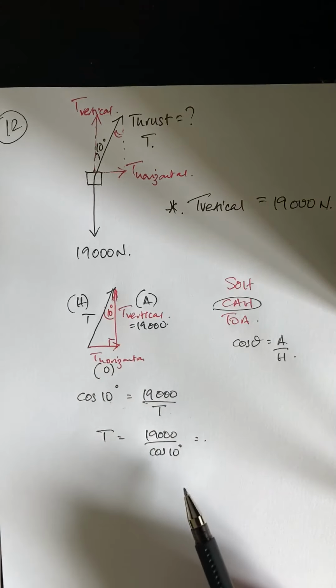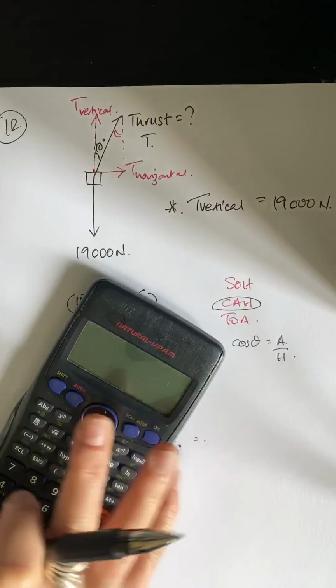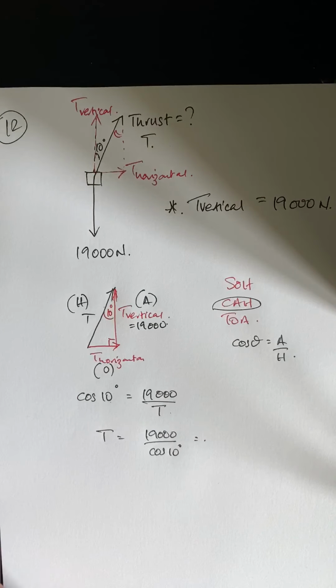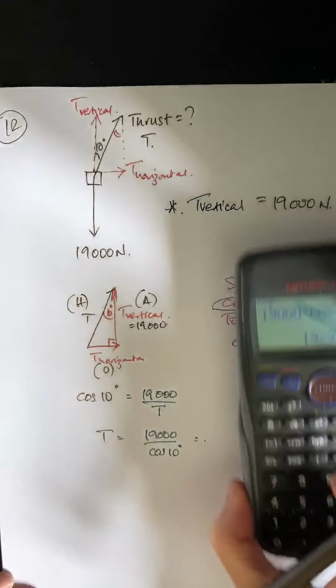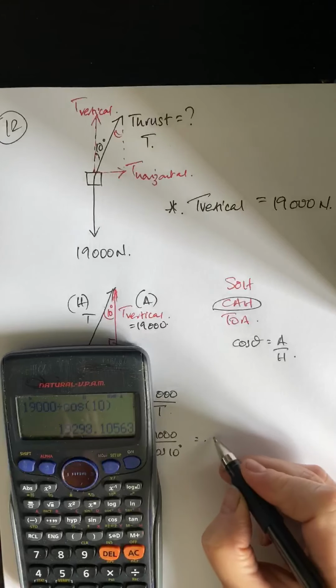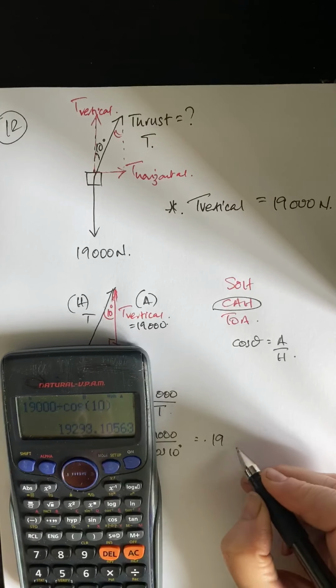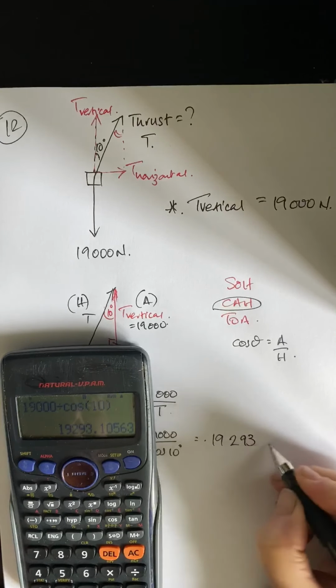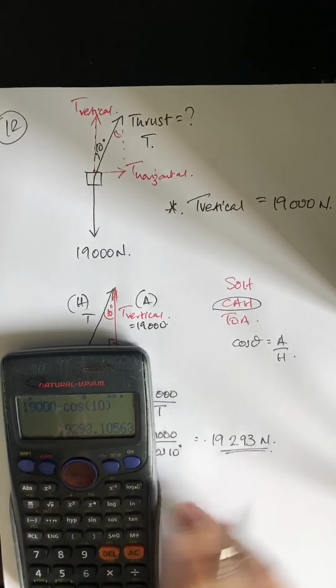Work this out on your calculator. Let's have a quick look, hang on. 19,000 divided by cos 10 equals, here we go, 19,293 newtons.